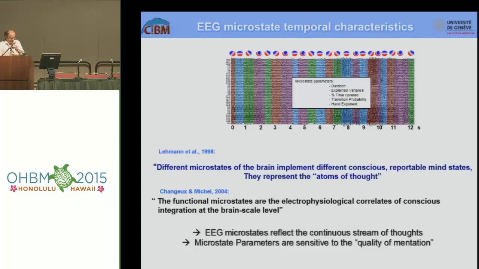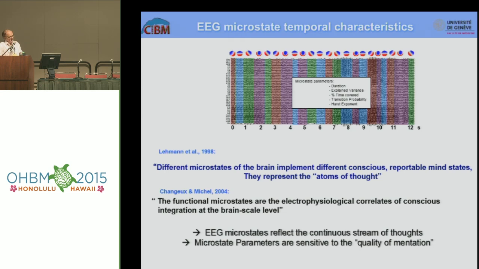So, as I said, it has been proposed that these different microstates of the brain, these different map topographies, implement different conscious, reportable mind states. They represent something like the atoms of thought in your continuous, spontaneous activity. These microstates are the electrophysiological correlate of conscious integration at the whole brain, global level.